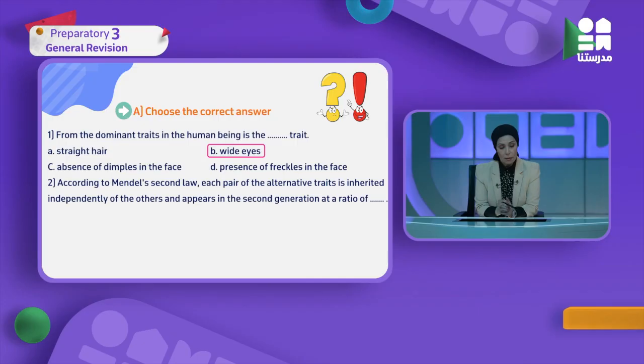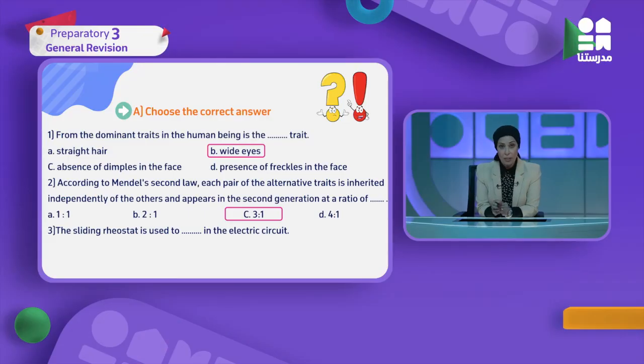Next question. According to Mendel's second law, here بيكلمني على second law. Each pair of alternative traits, what's meant by alternative? يعني contrasting trait, dominant or recessive, inherited independently of the others and appear in the second generation at a ratio of, بيسألني على ratio. طبعا I know that all of you answer it, but here which one I'm going to choose? Excellent, I will choose number C, which is 3 dominant to 1 recessive.